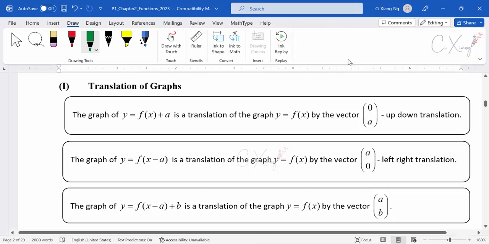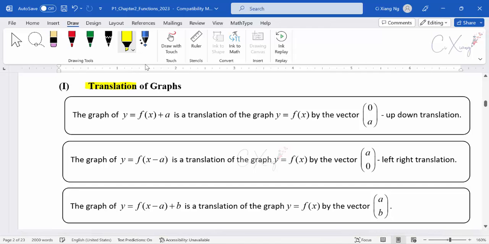Okay, so let's discuss the first transformation covered in the syllabus. We are talking about the translation of graphs in this video. For translation of a graph, we are going to move the whole graph, either going up, going down, to the left or to the right. We call it translation. So the keyword will be translation, or you can write it as shift or move.